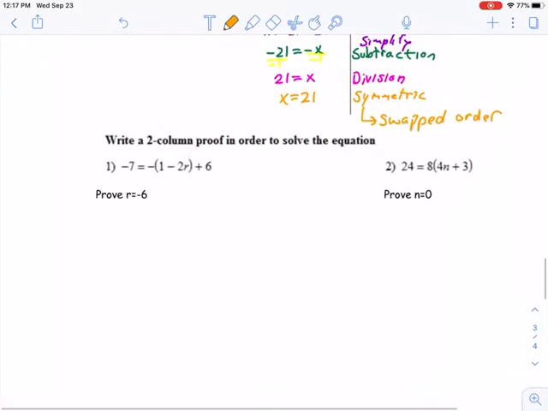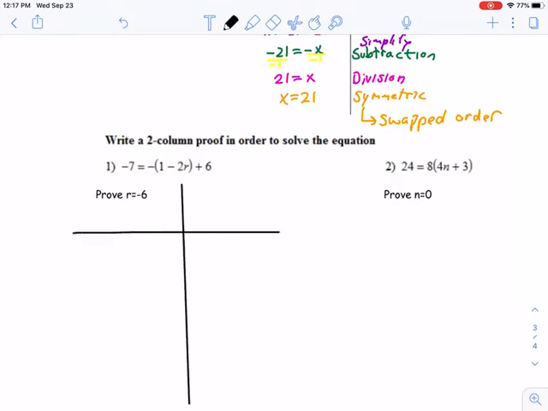Alright, so picking up right where we left off. In this case right here, what's kind of nice is I'm forcing you guys to make your own two-column tables, whatever you want to call it. You have our statements. Remember, your statements are always on your left. Your reasons are always on your right.